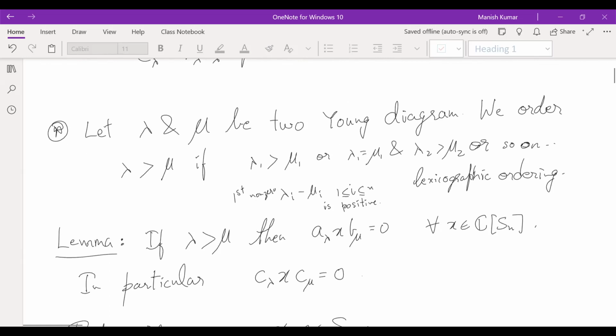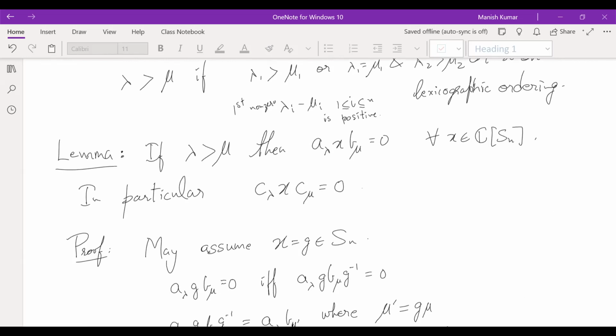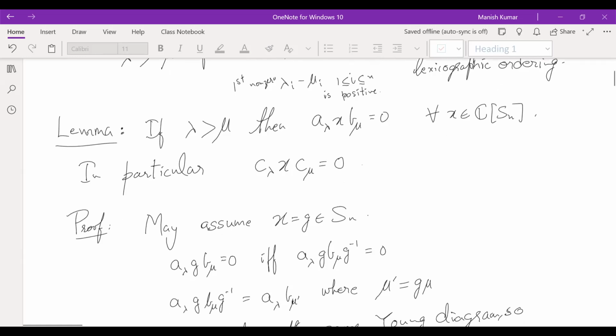So let's just see a proof of this lemma. First of all, to prove this for all x in CSn, we may just assume that x is g, because x in general is some complex linear combination of these g's. If it is true for one g, then of course, since it's a ring with all the distributive properties, you can just take the sum. So we may assume x is g. So we have to prove that A lambda g B mu is 0 for all g in Sn.